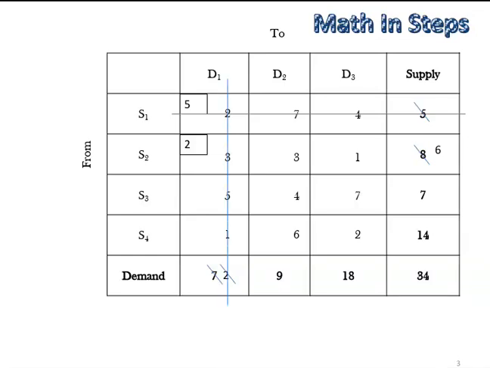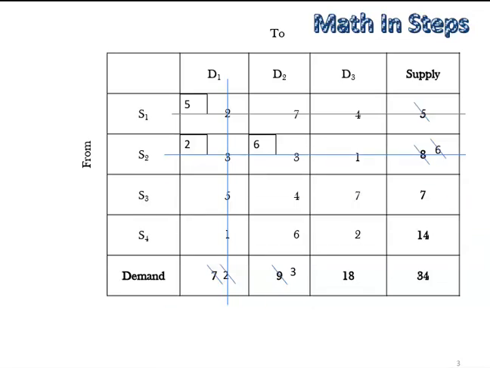Now again we'll look at the northwest corner cell, which is S2D2 here with cost 3. Now for this cell, the supply is 6 and the demand is 9. So we'll be allocating 6 here. Now with this, S2's supply is over, so we'll cancel it. For D2 destination, the remaining demand will be 3. So now we'll cancel the second row this time.